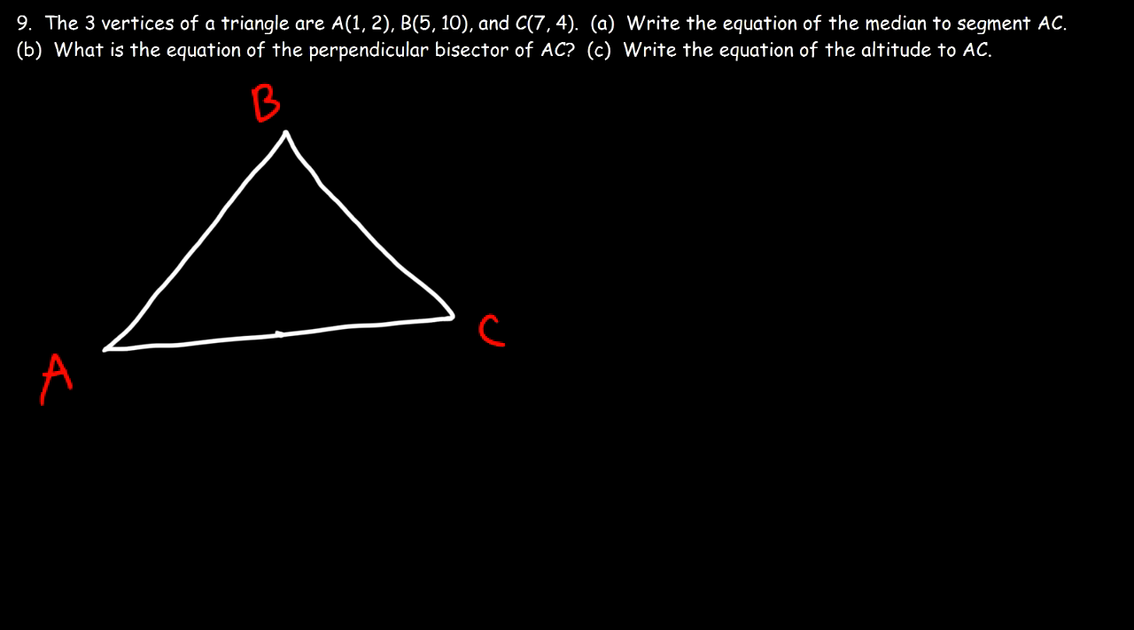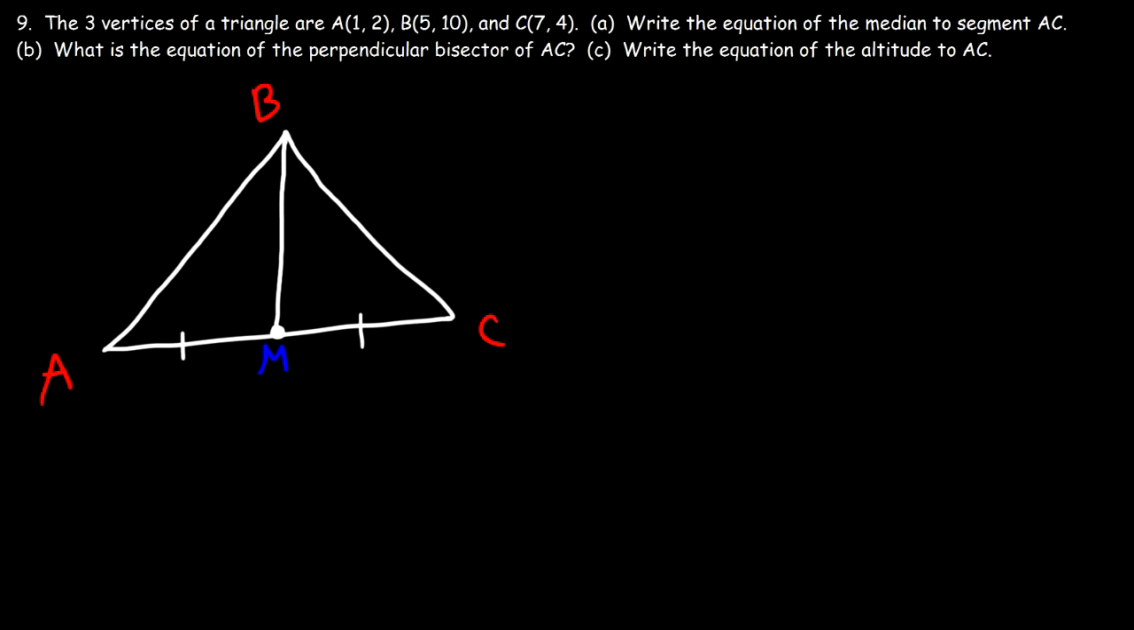So the median of AC is going to be the midpoint of AC. And so the median is the segment that extends from the opposite vertex, from vertex B, to the midpoint of AC. So it splits AC into two congruent parts. So BM is the median, and M is the midpoint of AC. So how can we write the equation of this line?